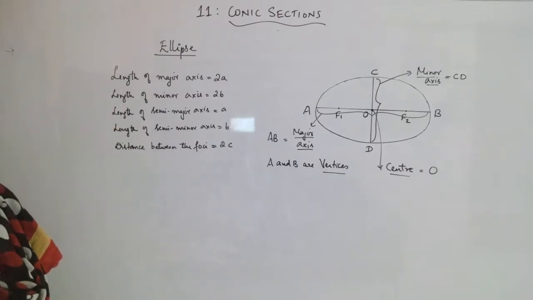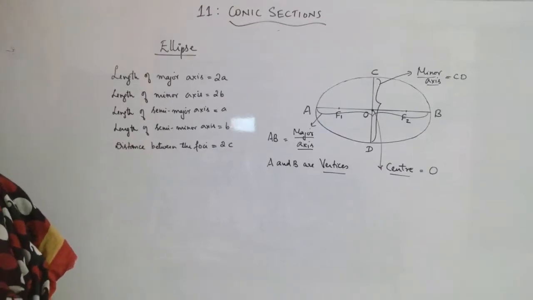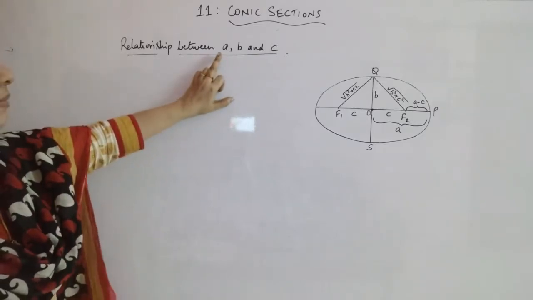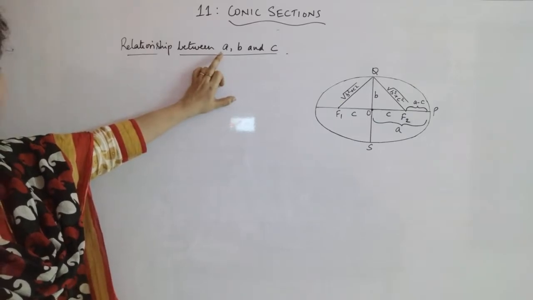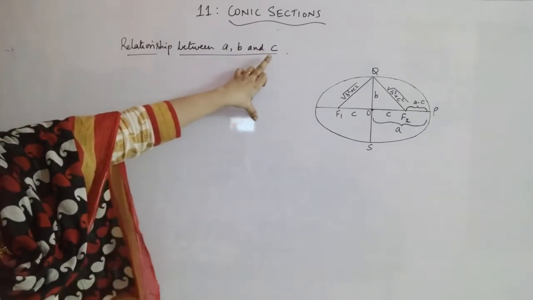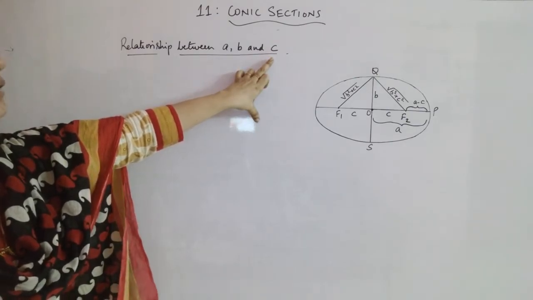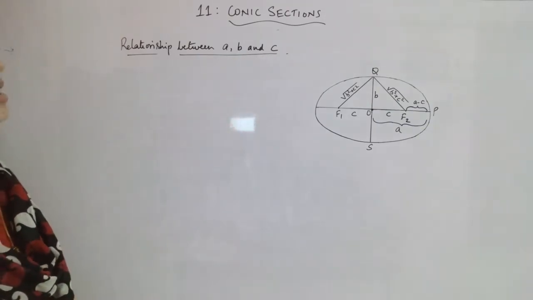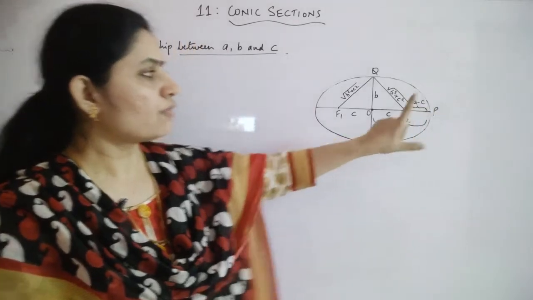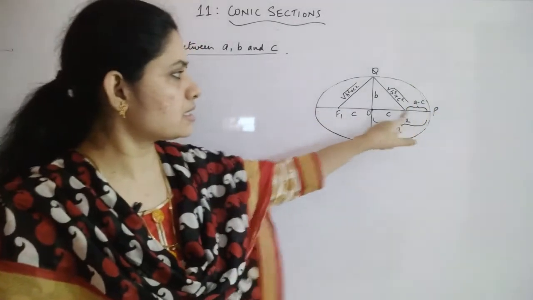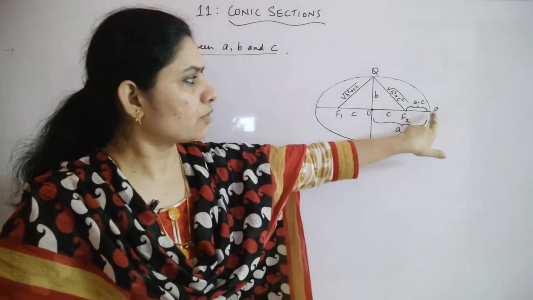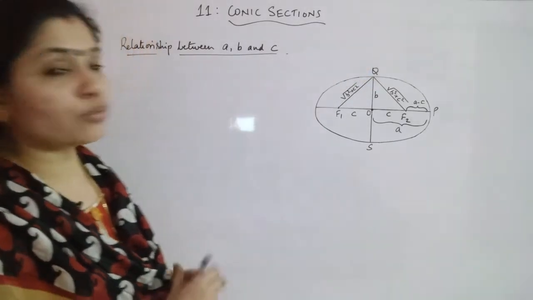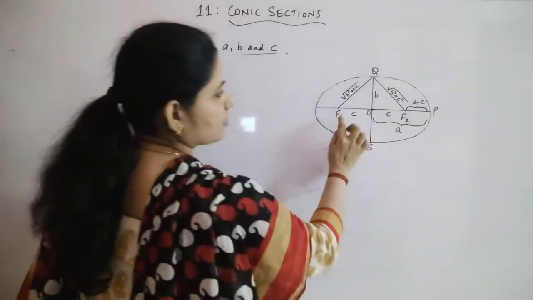Now let us see what is the relation connecting a, b and c, that is, the relationship between a, the semi-major axis, b, the semi-minor axis, and c, the distance of one of the foci from the center. For that, we first consider a point P on one end of the major axis, and we find the sum of the distances from the foci.